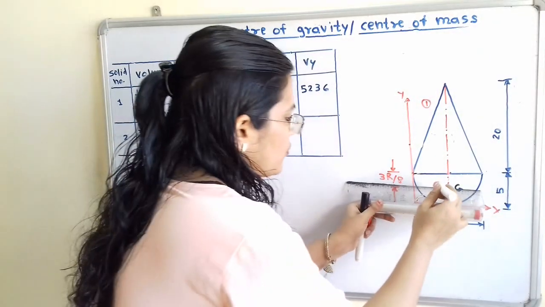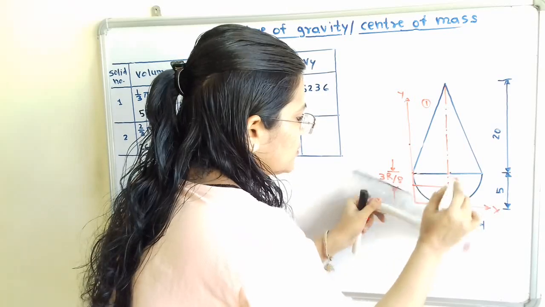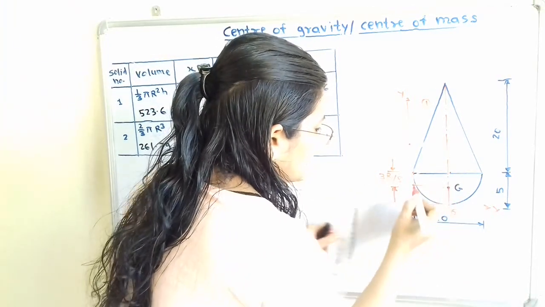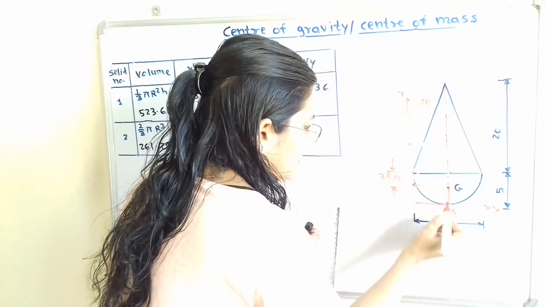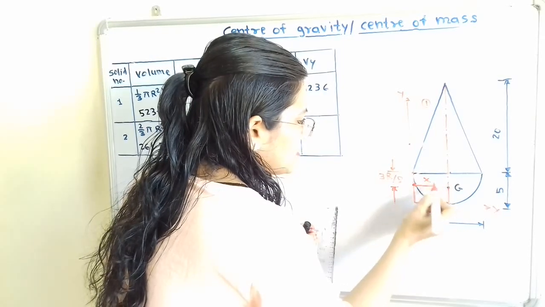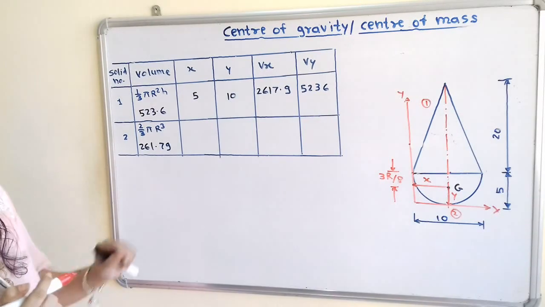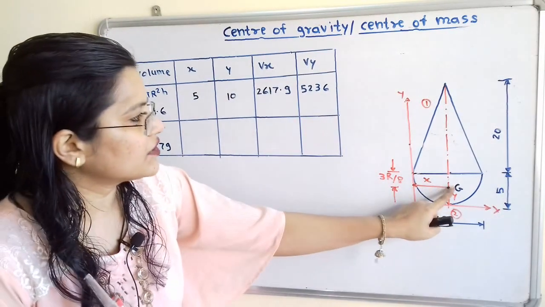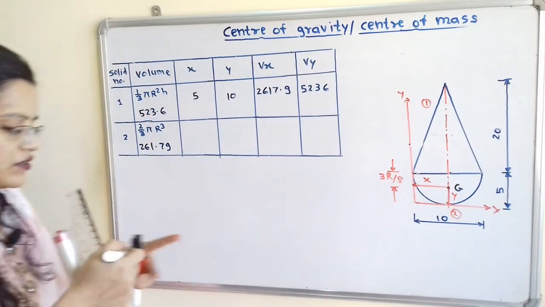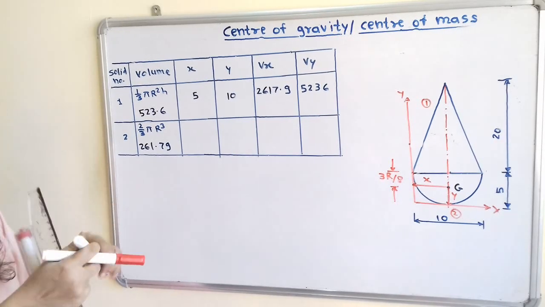Now how to find the value of x and the value of y? I will draw two perpendicular lines from this point G, one on the x-axis and the other on the y-axis. The horizontal distance is the value of x and the vertical distance is the value of y. The horizontal distance is equal to the radius of the circle, which is 5.